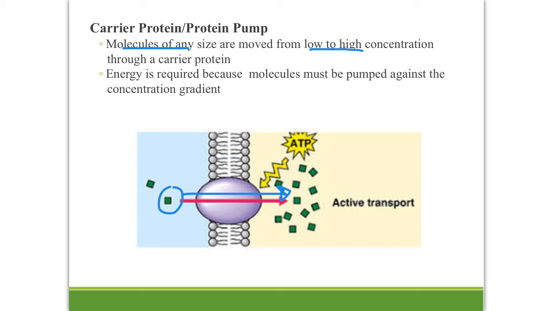And in order for that to happen, you must have energy because you're having to do a lot of work. The energy molecule in the cell is known as ATP. We've mentioned that a little bit in talking about our biological molecules because it is a nucleotide, a single nucleotide, but we'll be hearing more about that as we go on. And so you have to have a carrier protein, you have to apply energy because you're taking things from a low concentration to a high concentration or going against the concentration gradient.